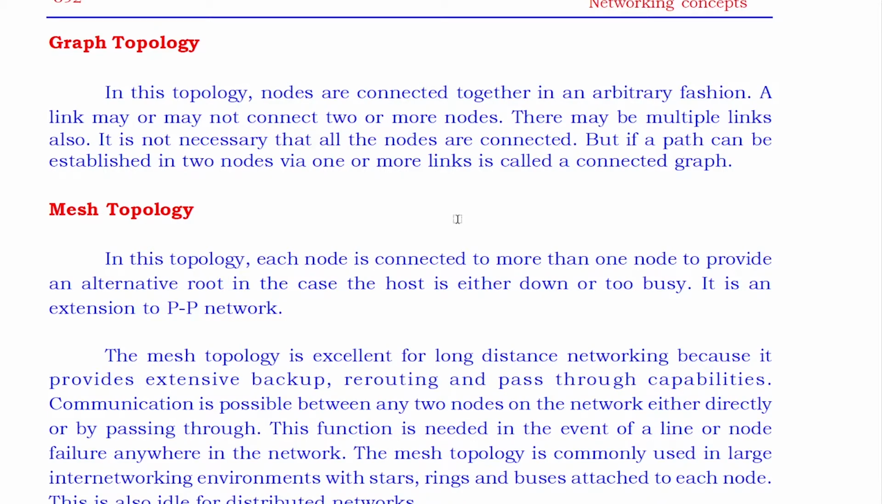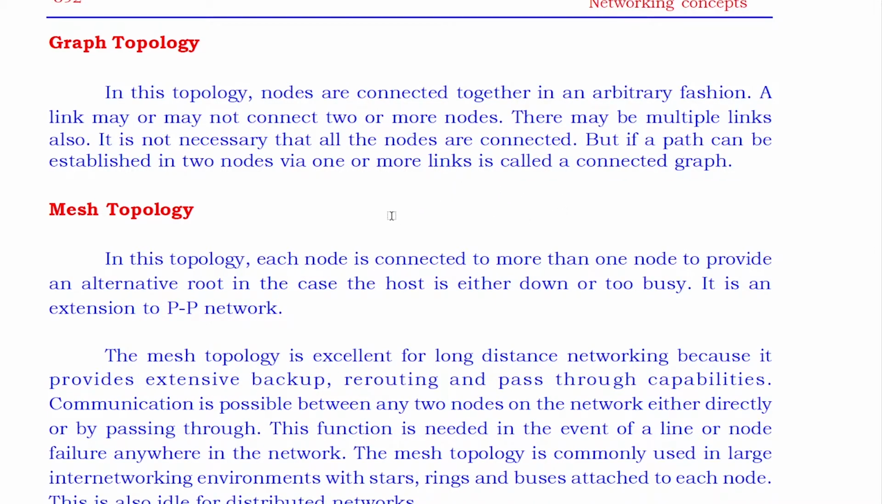In a graph topology, many computers are connected. Like this, you can have many computers, and there may be a path, a link, connecting from this computer to this computer or this computer to that computer. There will be a path, so the path links all the computers over the network. That is the graph topology.